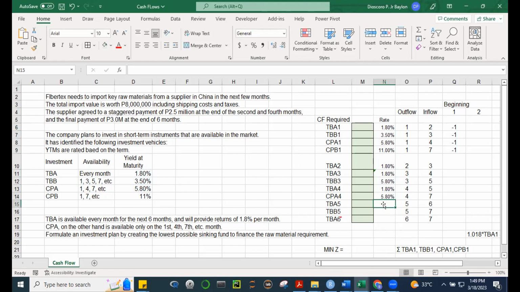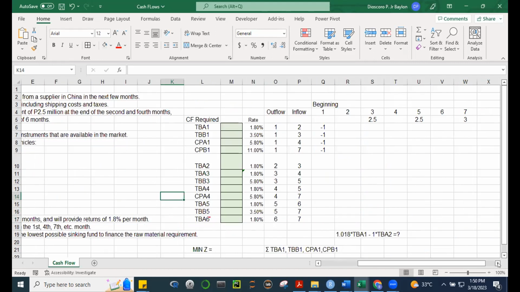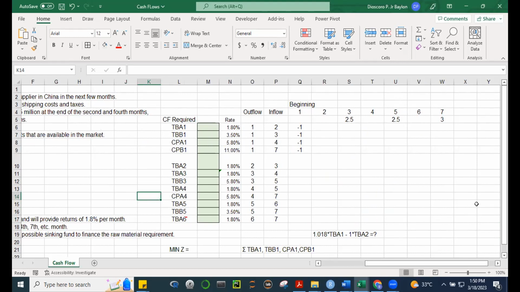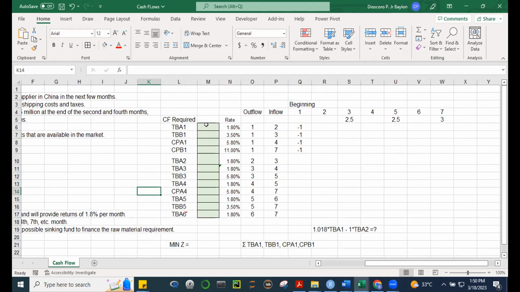And TBA, TBB, and of course we could have used a VLOOKUP for this. But anyway, since we're here, TBB, TBA. Okay. So at the same time we're discussing, we're building up our model. So these are our decision variables.